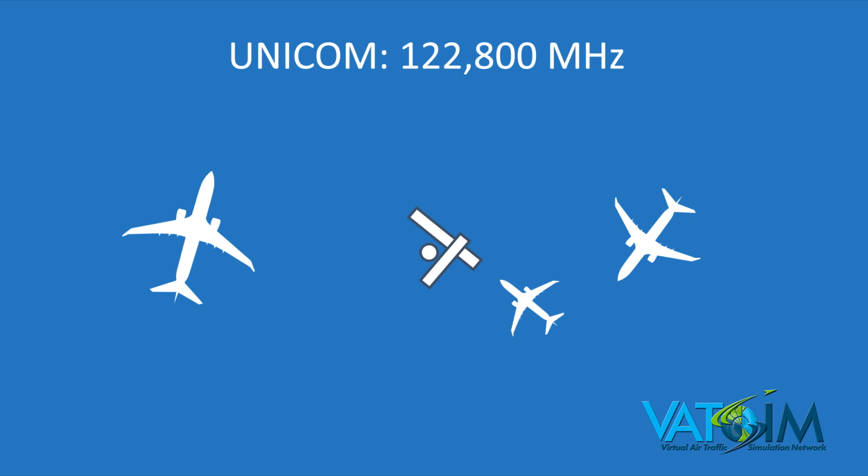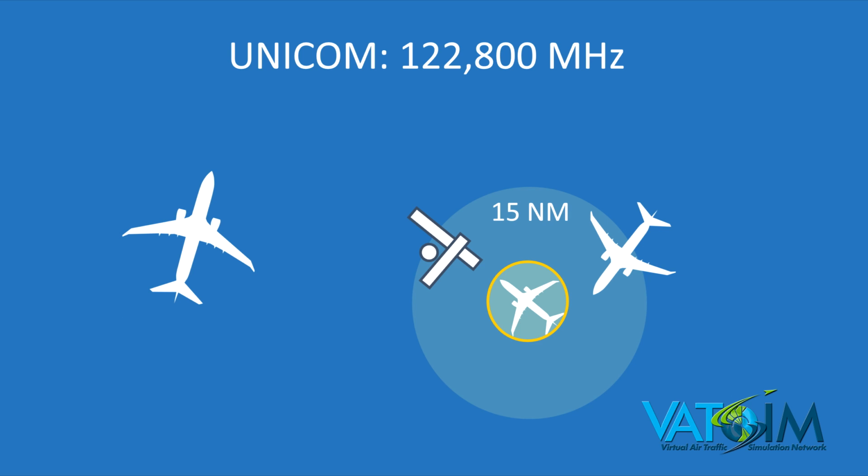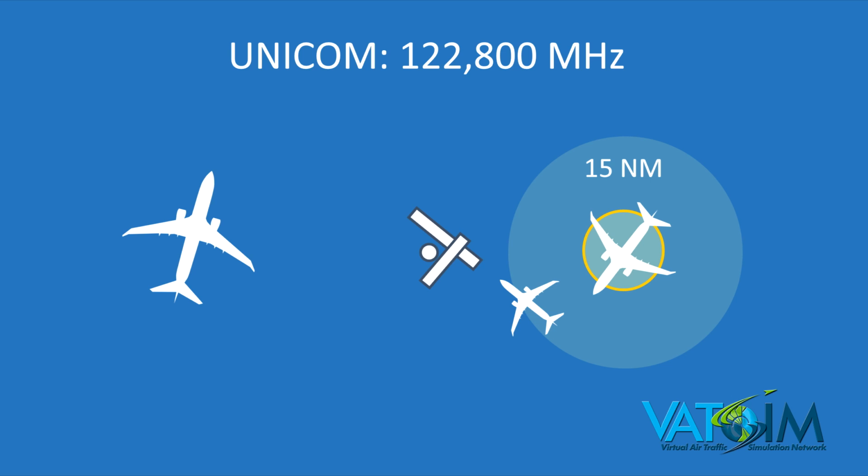The big difference now, of course, is that you can actually use voice on Unicom. You do not have to use text per se. And it's important to understand that the 122.8 Unicom frequency is artificially restricted to a 15 nautical miles radius around your aircraft. So you will not be able to transmit and receive over a huge distance, just enough so you can reach other aircraft around you, especially near airports, so you can coordinate with them how to separate for the approach, for example, or how to separate for the departures.